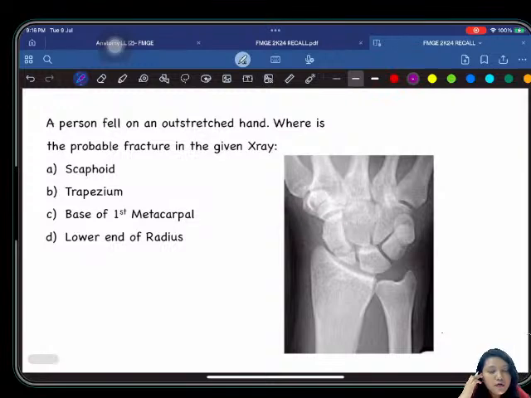Okay. Now, anybody who has attempted this question, this is a question on fall on outstretched hand. Anyone who has attempted this question can write in the chat. Okay, so a person fell on an outstretched hand where the probable fracture is given in the X-ray. So ये क्या fracture हो सकता है? So you know that fall on the outstretched hand. जब outstretched hand से गिरते हैं, so most likely the bone which gets fractured is the scaphoid.